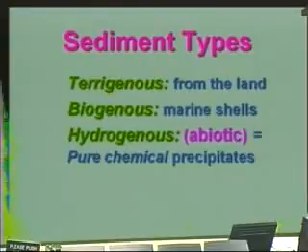And those that just do a purely chemical precipitation process, a crystal of salt precipitates out of water, or gypsum precipitates out of water and sinks to the bottom, no life involved, nothing blowing off the land, it just happens right there in the seawater because of the temperature, pressure, and pH conditions, okay? That's referred to as hydrogenous, or in some books, abiotic, meaning not biological. They're just purely chemical precipitates.